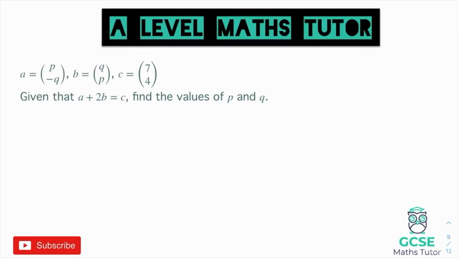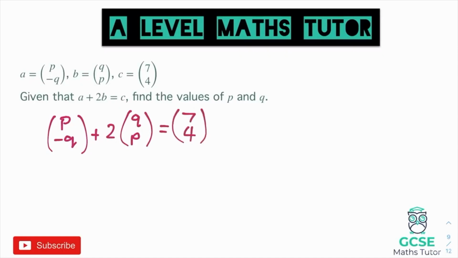So this one says we've got 3 vectors. We've got A, which is p over minus q, we've got B, which is q over p, and C is 7 over 4. Given that A plus 2B is equal to C, find the values of p and q. Well, first of all, let's work out what A plus 2B is. So we've got A, which is p over minus q, and we're going to add to that 2 lots of q over p. And it says that that is equal to C, which is 7 over 4.